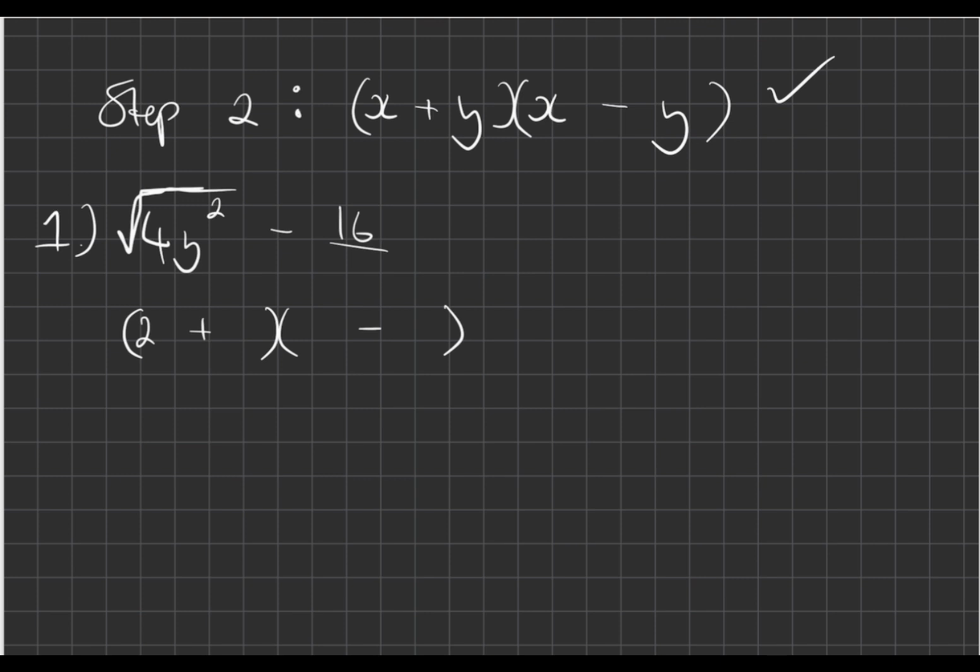And now what is the square root of y squared? That is just going to be y. So we have 2y there, you write 2y there. And then you just ask yourself again, what is the square root of 16? Yes, it's going to be 4, and then you write down 4 there as well. So you see, it's quite easy.